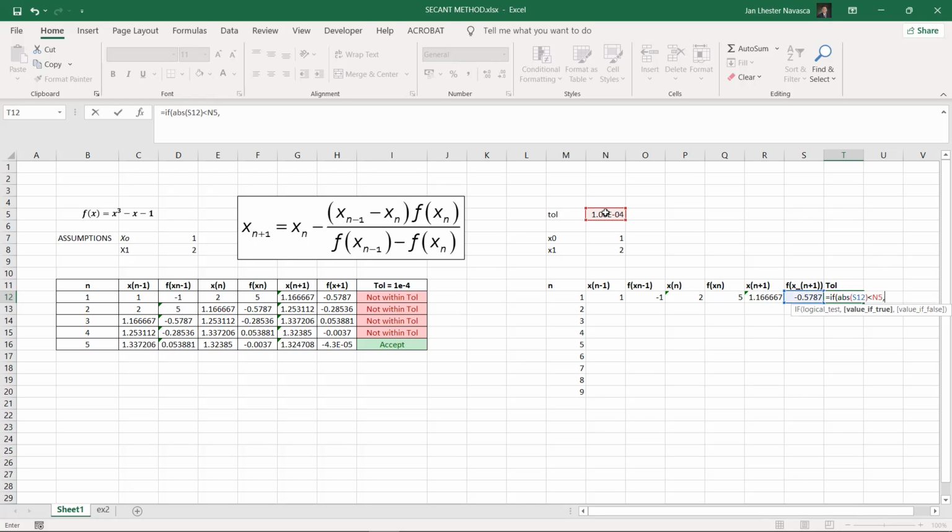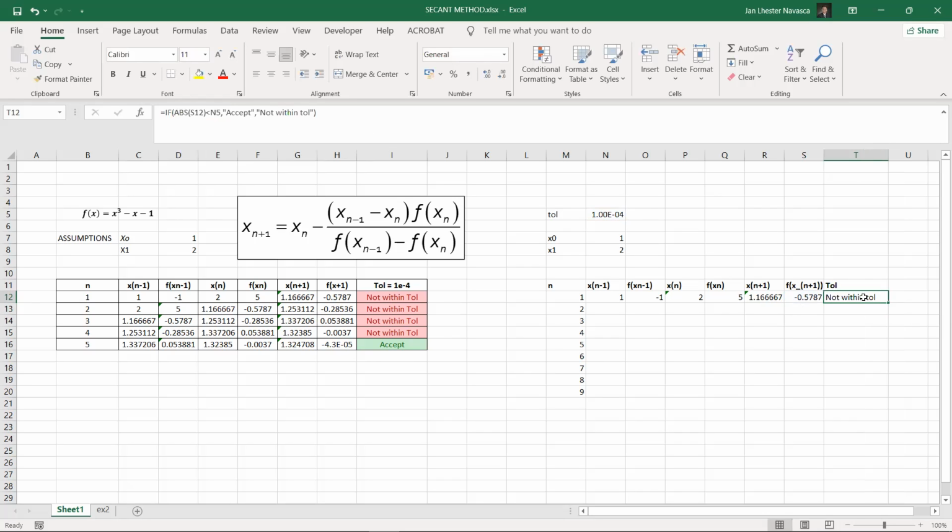So kapag true, ang lalagay nyo, open parenthesis, accept, then close parenthesis, comma, what is the value if false? Di ba may lumalabas dito, value if false. So kapag false yung logical test mo, ilalagay mo, not within tolerance. Kayong bahala. So open parenthesis, not within tolerance, then close parenthesis. Nakuha ba yung class?